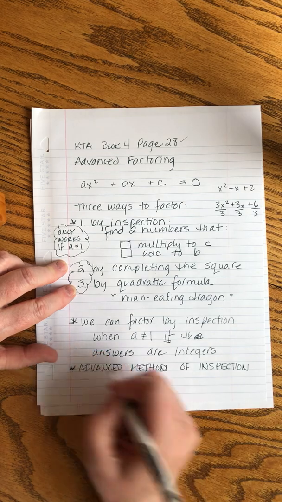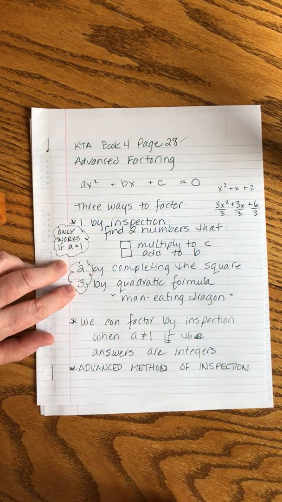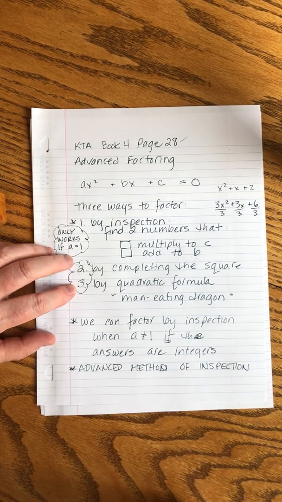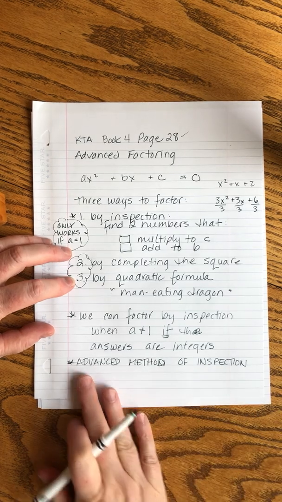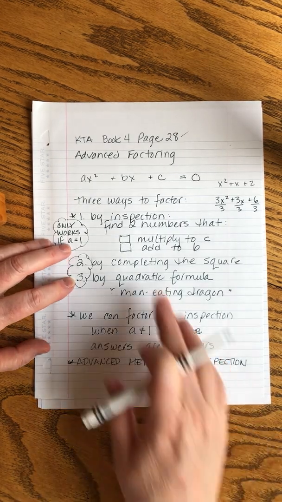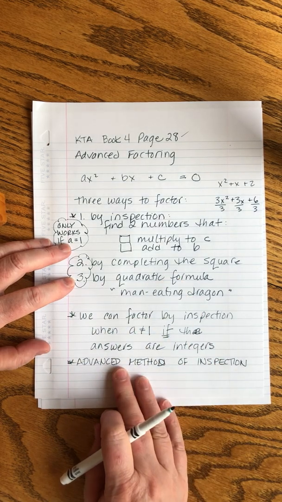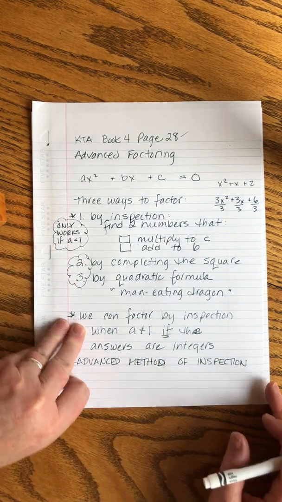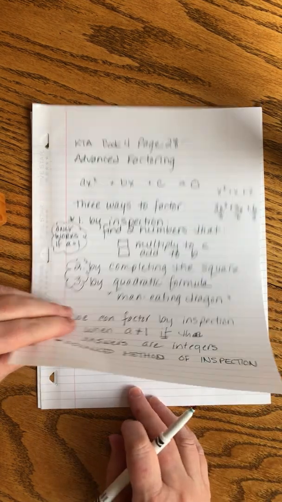Okay, so this is like a subset of number one. We want to use this whenever we can. But there will be times when even the advanced method of inspection doesn't work and we just have to rely on these two. Okay, so how does the advanced method of inspection work? That's what my whole point is, right? Advanced factoring.